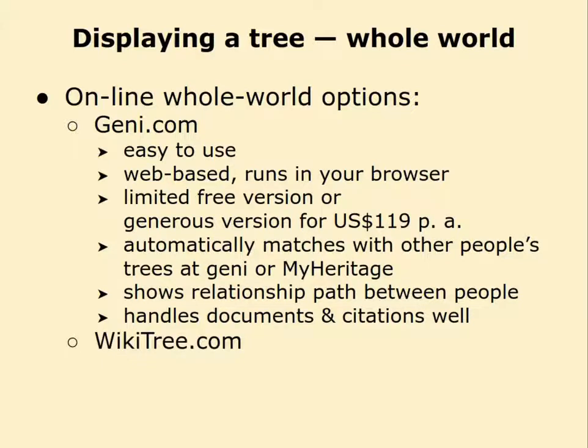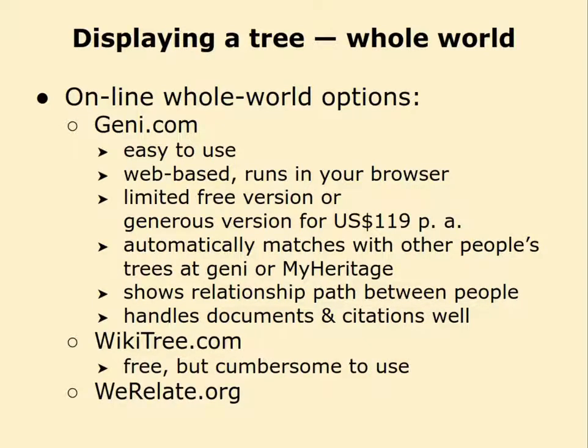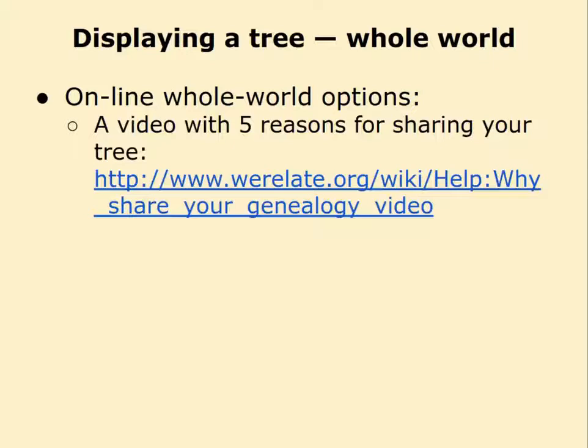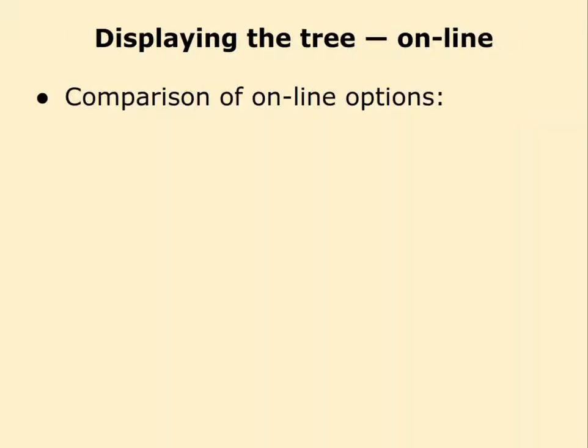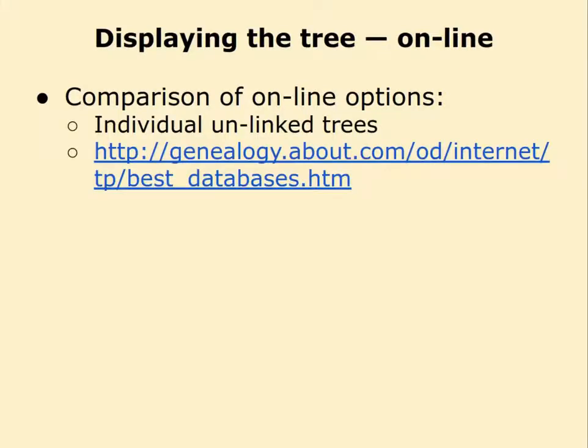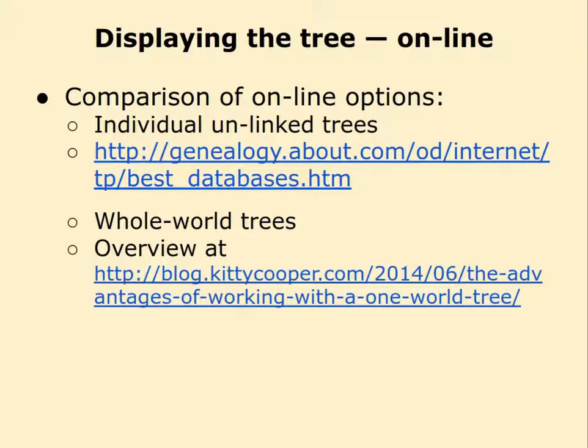Another one is wikitree.com. It's free, but it's cumbersome to use. And there's werelate.org, which is also free, and it uses the same software as Wikipedia, so it's also a bit cumbersome to use. There's a video with 5 reasons for sharing your tree at werelate.org. Here's a comparison of the online options for individual unlinked trees at genealogy.about.com. And for whole world trees, there's an overview at Kitty Cooper's blog.